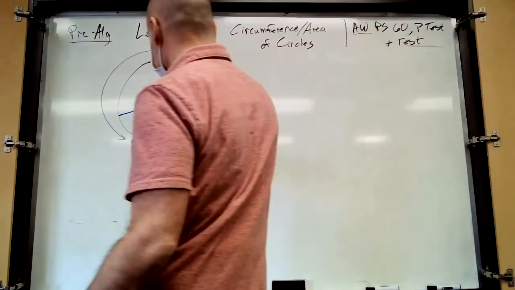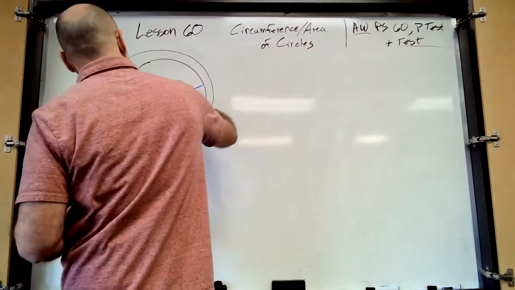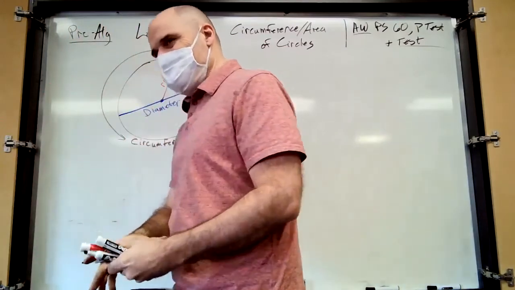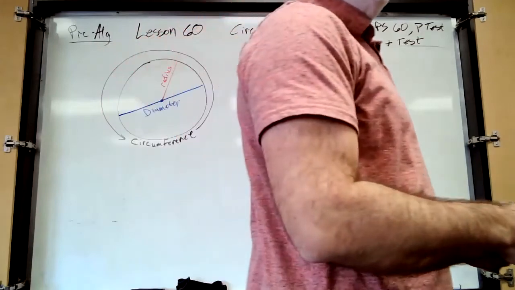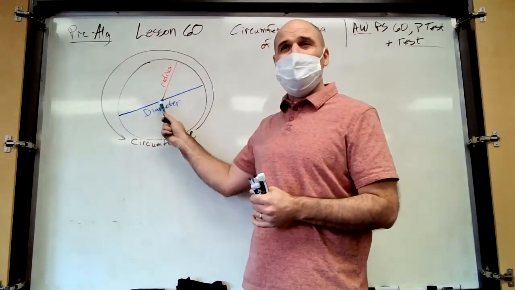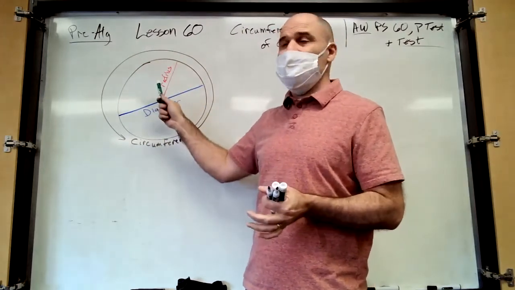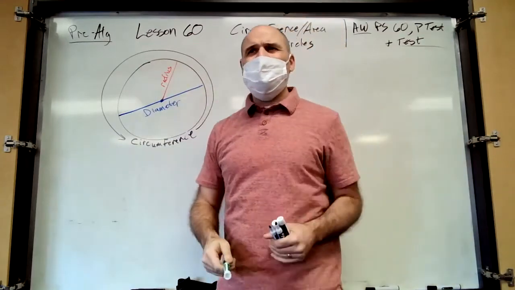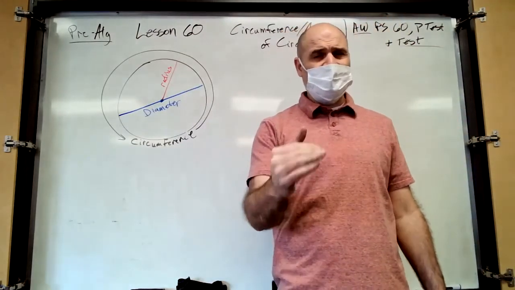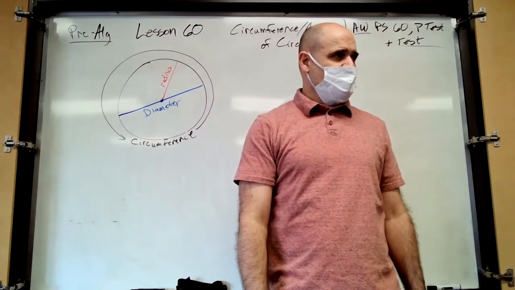Radius is halfway, right? So the radius to the middle would be like this. So you got the radius, and then you got this. So basically, any line segment that connects the center of the circle to any point on the circle. This is the circle. This is not part of the circle. This is inside the circle, but this is the circle. And the way you define a circle is this. Now listen carefully, because if you tried to define a circle without using the word circle, it's difficult.